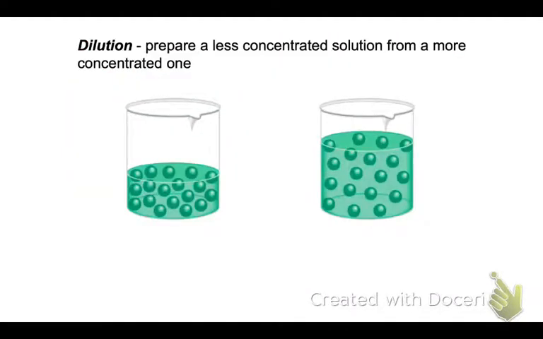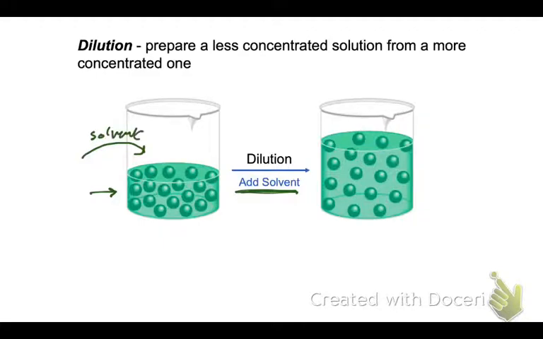Next, we're going to look at dilution. Dilution means preparing a less concentrated solution from a more concentrated one. Here is an example. If I have a very salty solution, to make it less salty, I'm going to add more water. All I did was increase the amount of solvent. However, the amount of solute is the same.